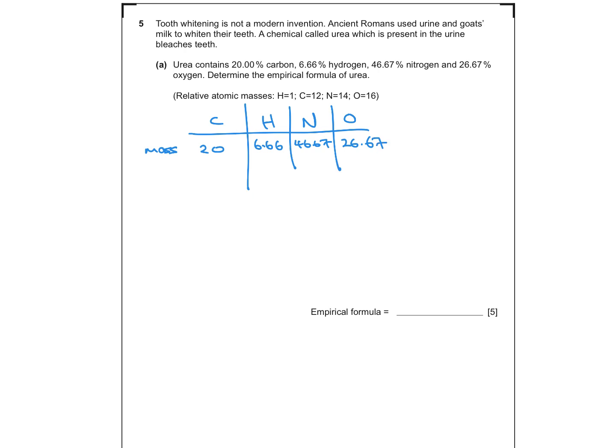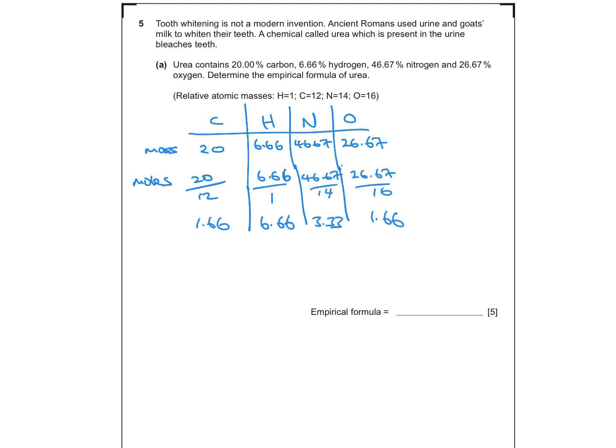So we've got to work out the moles of these. So that's going to be 20 divided by 12, 6.66 divided by 1, and so on. So there, I've worked that out. And now you divide through by the smallest. Well, it's 1.66 in this case. So if we divide by 1.66, that's obviously a 1. It's going to be 4. That's 2. And that's just 1. The empirical formula is CH4N2O.